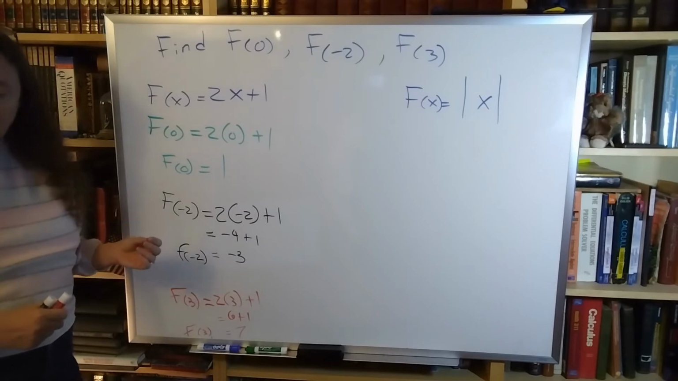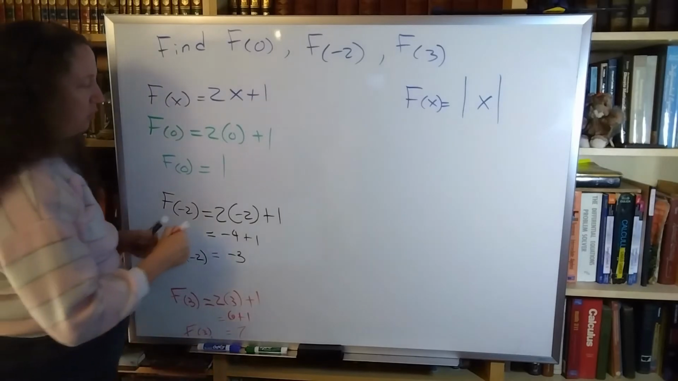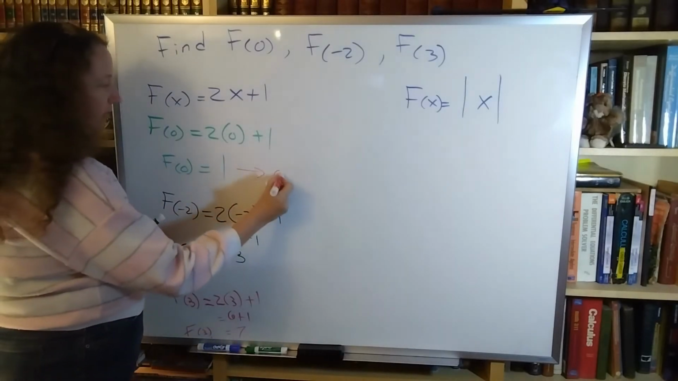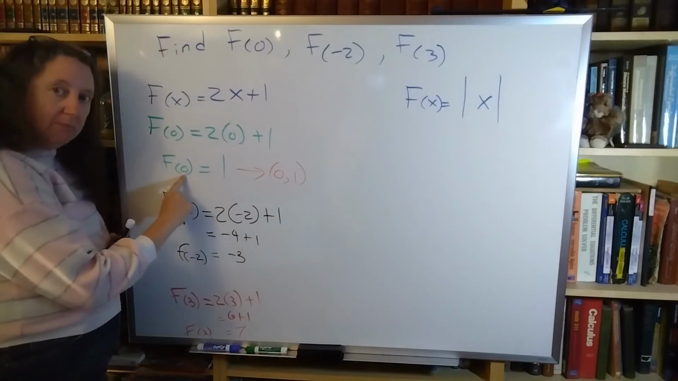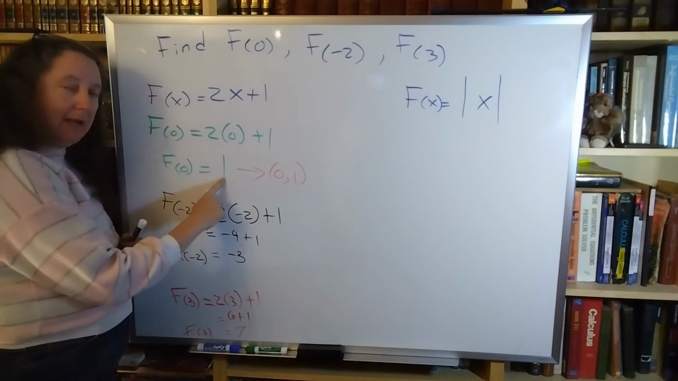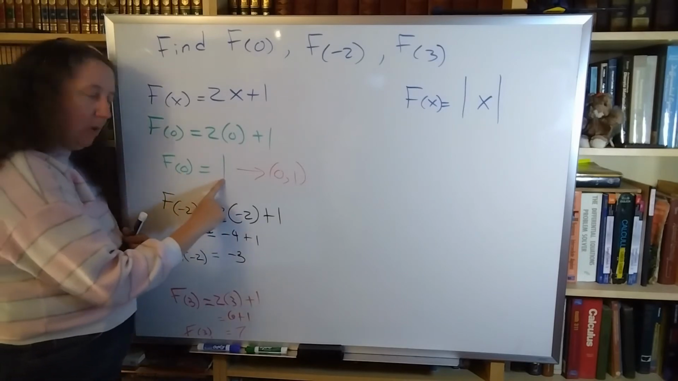Now, if we had to write these as an ordered pair, this would become (0, 1). My input, my independent, is 0. My output, my dependent, is 1. My x is 0. My y is 1.